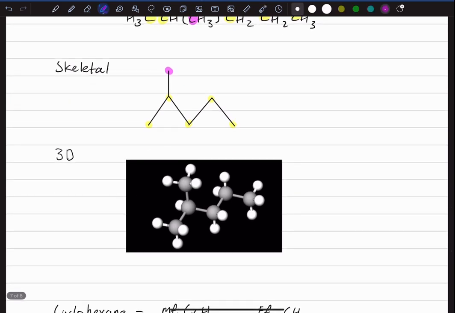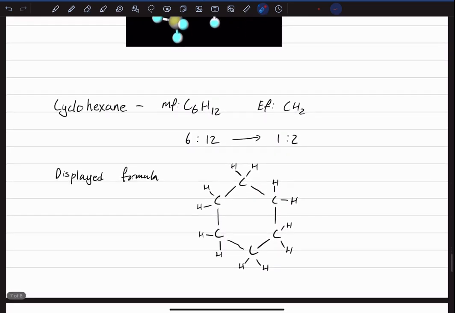Now in the 3D model we can see 1, 2, 3, 4, 5 carbons with this carbon being a branch, and we can see our hydrogens on the 3D model. Lastly, we have cyclohexane with a molecular formula of C6H12. The ratio 6 to 12 could be simplified to 1 to 2. Therefore, we have an empirical formula of CH2.